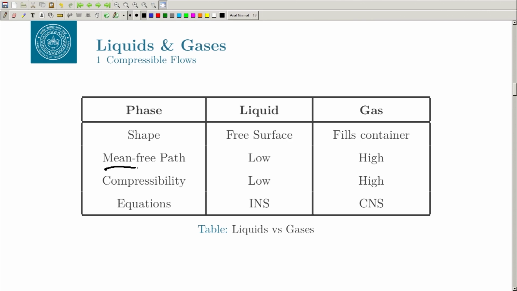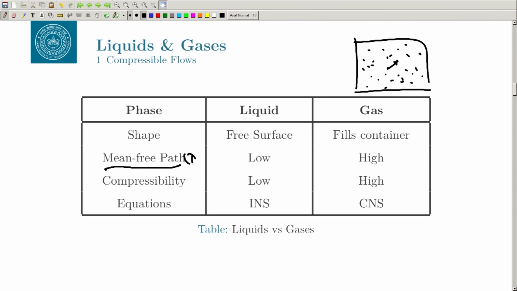Let us talk about the mean free path. What is mean free path? It is a kind of a measure of intermolecular distance. It is like how much one particle moves before it collides with another particle. So, let us say you have a container, and you have these particles present here, and they keep on moving. How much they travel before they collide with the next particle, the average distance of that, is called the mean free path. It is usually denoted by lambda.